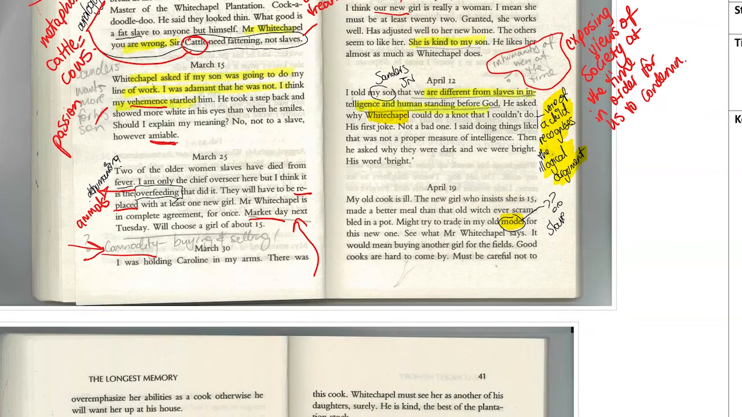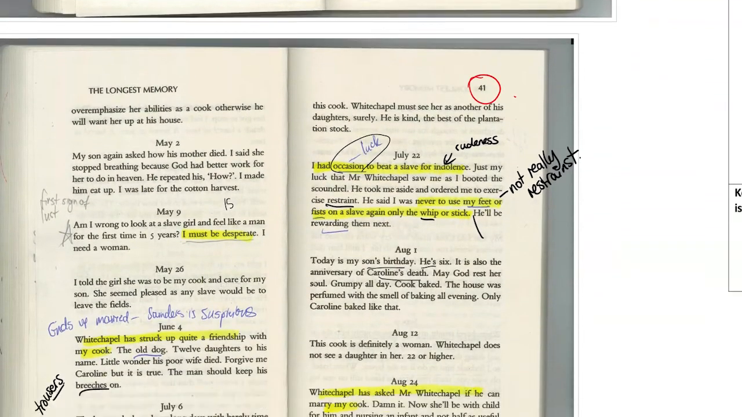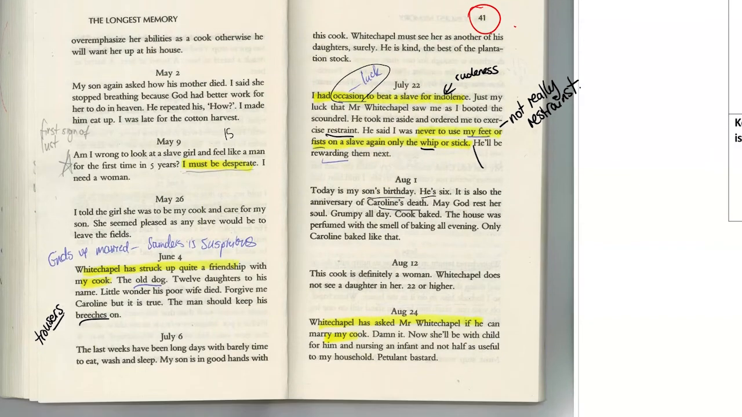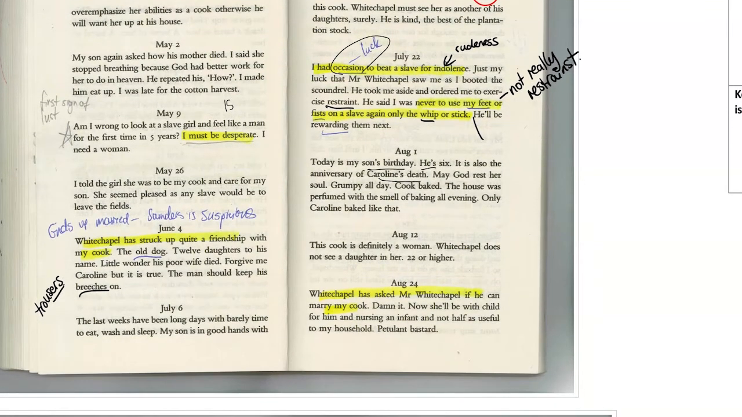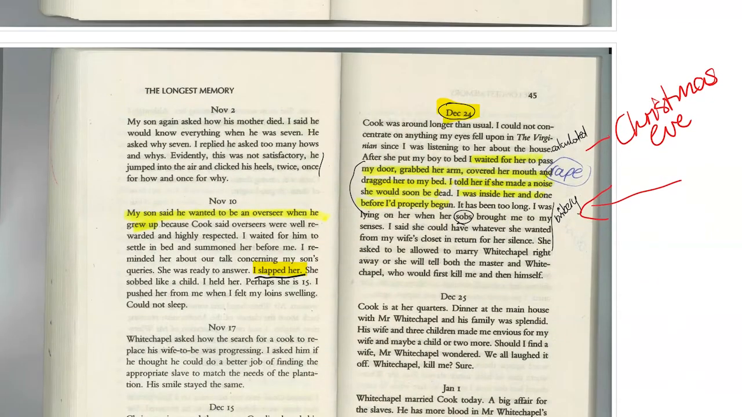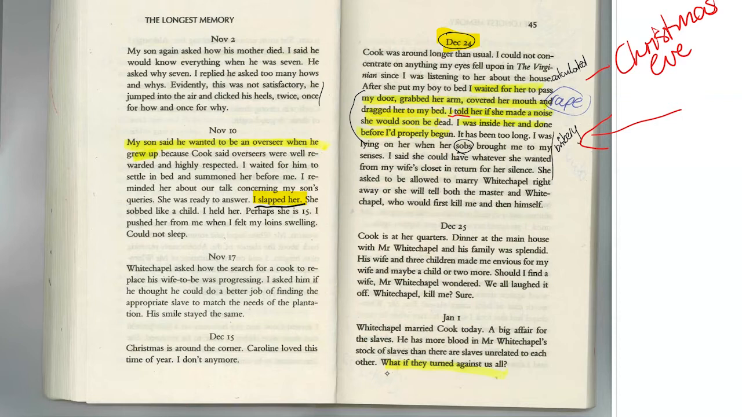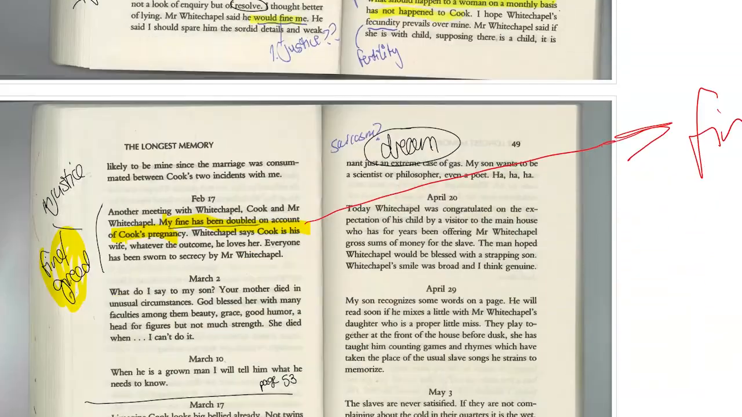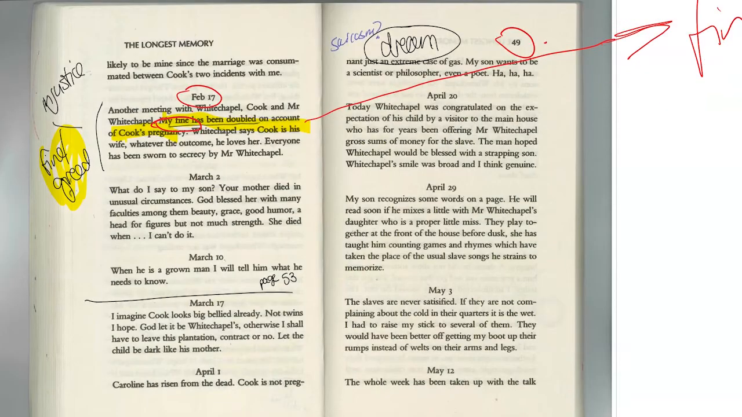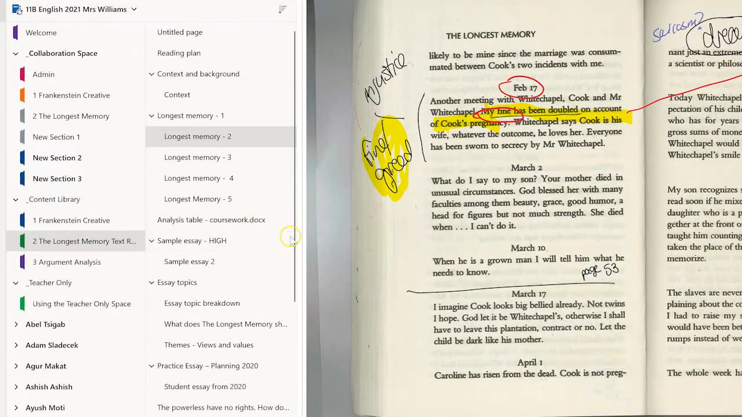If you keep looking, page 41, we talked about the fact that he said, I had occasion to beat a slave for indolence. And then he was never to use his feet, but only the whip or stick. You could use that. And then we talked about the cruelty of the rape, and if she made a noise, she would soon be dead. You found some more quotes, that his punishment for that was a fine, and on page 49 you'll find that his fine is doubled because of Cook's pregnancy, and that is probably enough. So that's kind of what we came up with.